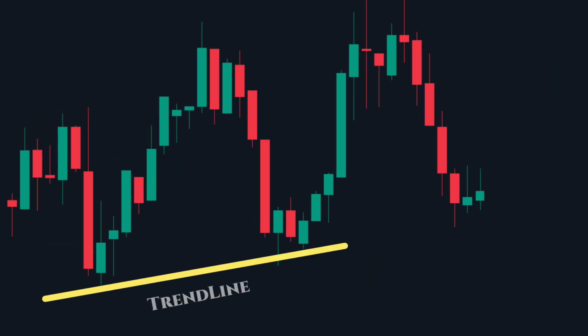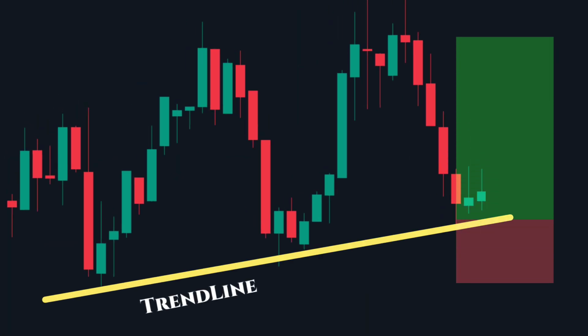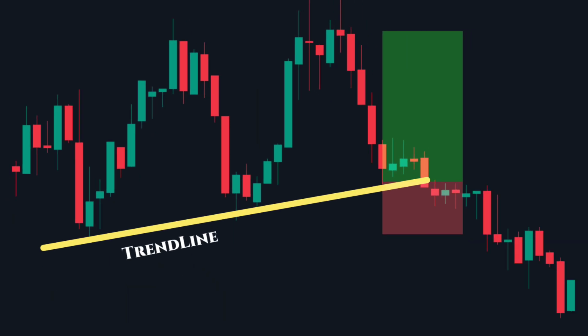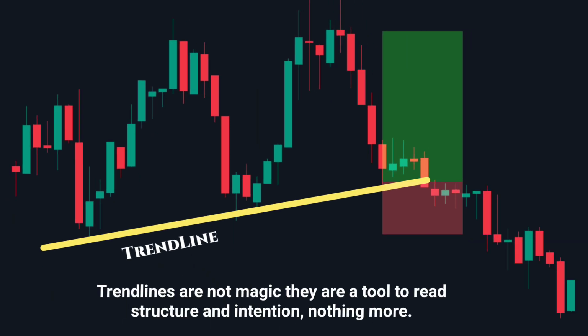Most traders fail with trend lines because they misunderstand the market itself. They think a line connecting 2 points is some magical signal. They chase the price when it touches, panic when it breaks, and ignore the behavior that drives the move. Trend lines are not magic. They are a tool to read structure and intention, nothing more.